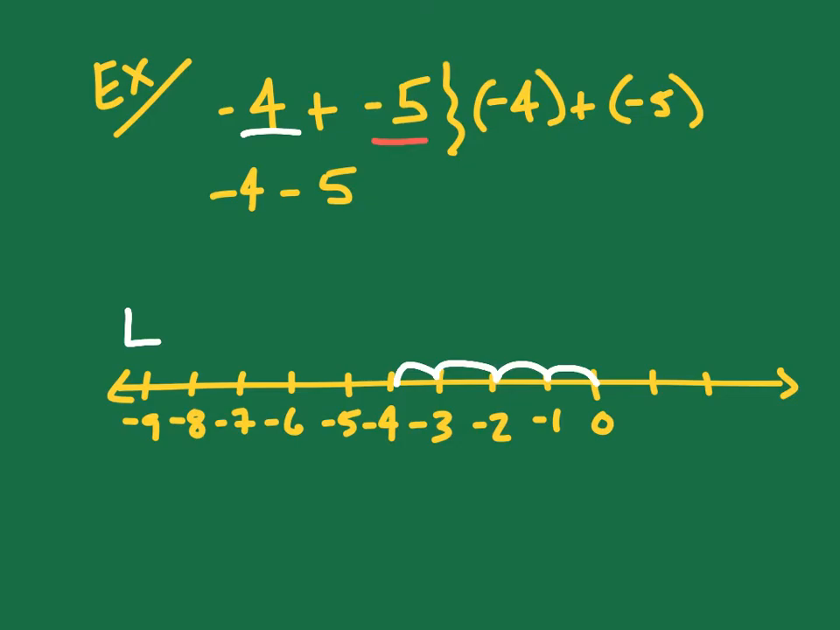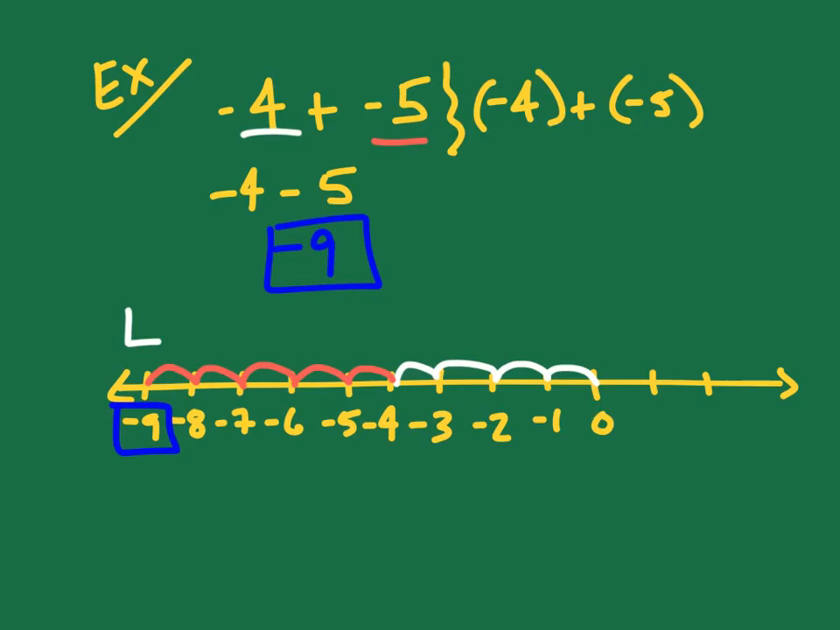Either way you want to look at it, doesn't matter. But because that 5 is negative, I'm going to move to the left another 5 units. 1, 2, 3, 4, 5. And then we arrive at -9, and that is our answer, okay? So I'm going to do that with everything, meaning that I can use a number line for every single one of these problems, okay?